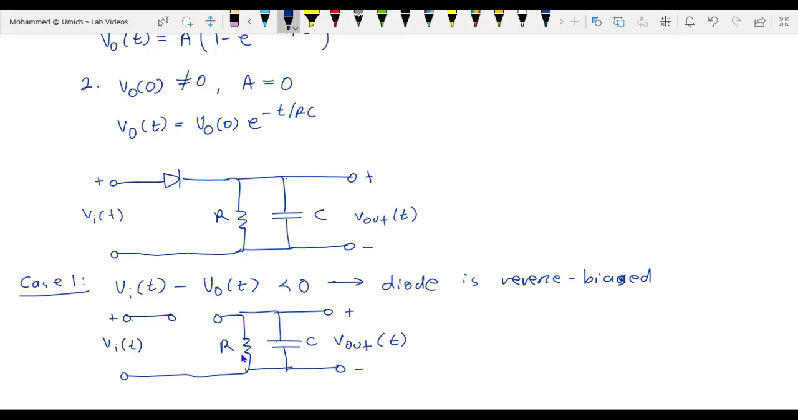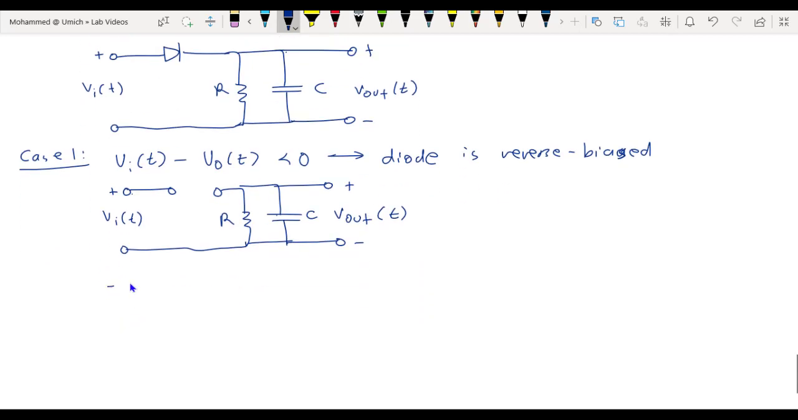And so this tells us that if the input voltage of the envelope detector is less than the current output voltage, which is also the voltage across the capacitor, then the capacitor will discharge through the resistor and the output voltage will continue to decrease until it reaches the input voltage level. And this capacitor discharge will occur with time constant RC.